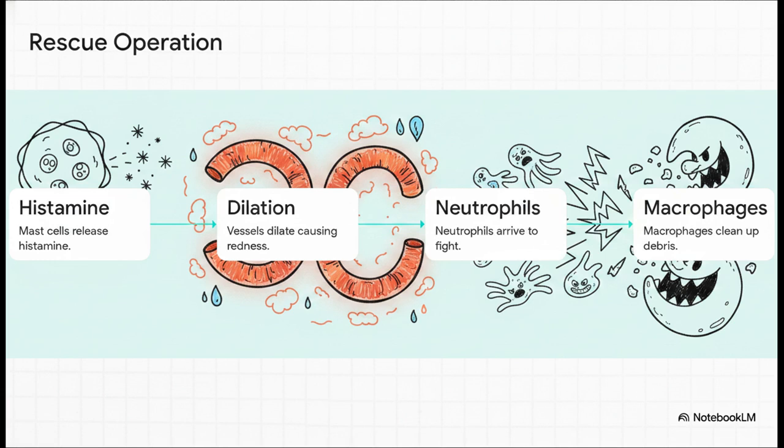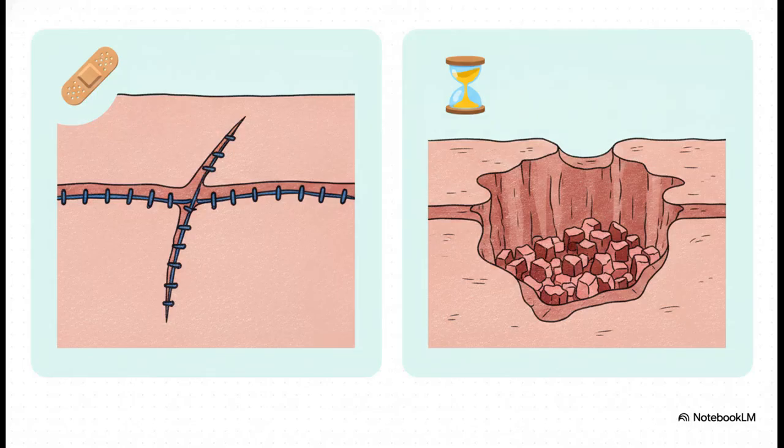Step two, that histamine immediately dilates your blood vessels, bringing in redness and warmth, and makes them permeable so fluid leaks out, which causes the swelling. Step three, neutrophils rush to the scene within hours to aggressively fight off any infection. And finally, step four, macrophages roll in to clean up the microscopic debris and transition that whole site into the healing phase. Now, once that cleanup crew is done, healing takes one of two specific paths, depending on the wound type. This is a classic distinction you've got to have down.